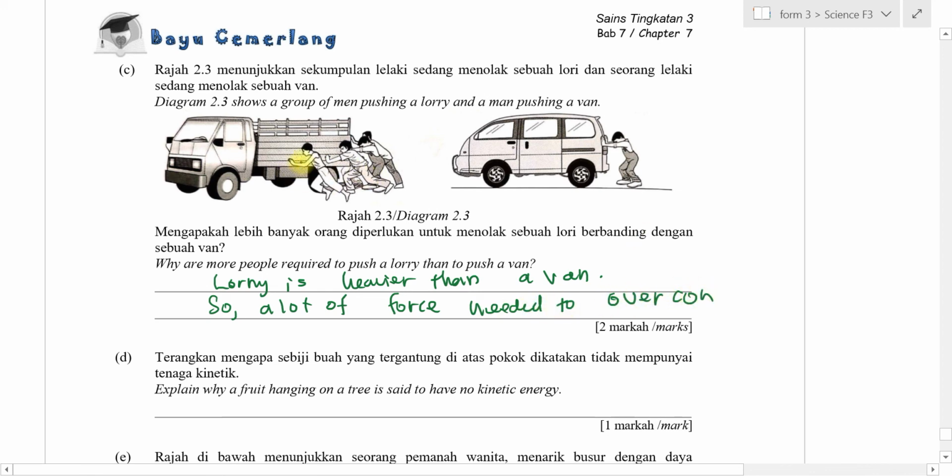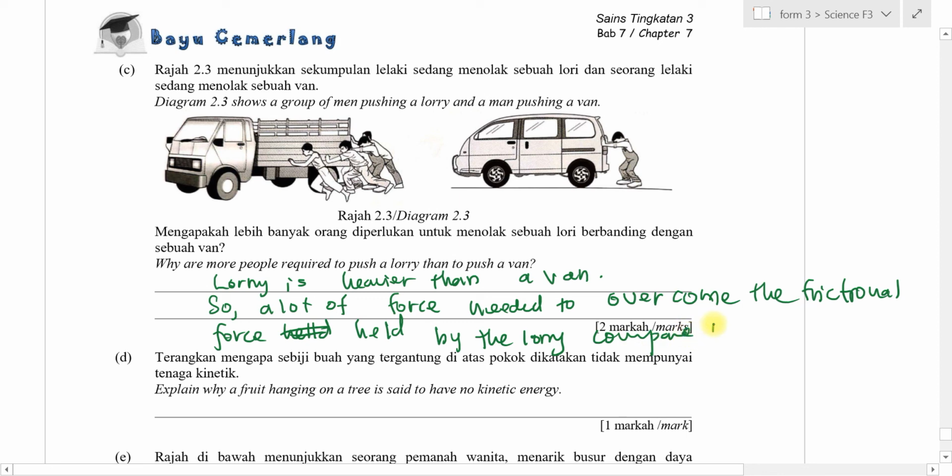The lorry stays standing because of friction. To overcome the frictional force held by the lorry compared to a van. Okay, the lorry is heavier than a van, so a lot of force is needed to overcome the frictional force held by the lorry compared to a van.